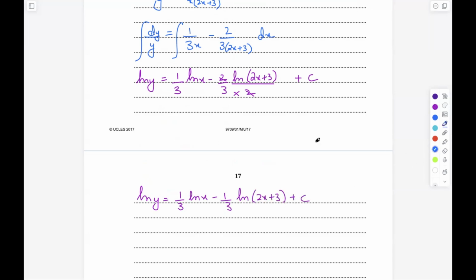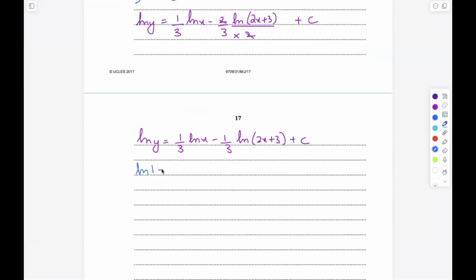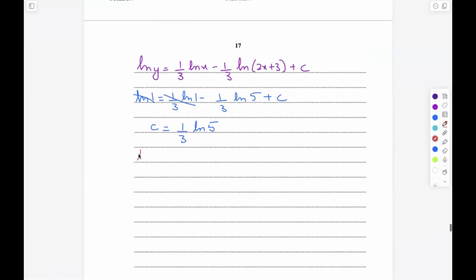Now, to find the value of c, it's given that when y is 1, x equals 1. So this will become ln of 1 is equal to 1 upon 3 ln of 1 minus 1 upon 3 ln of 2 plus 3, that will become 5, plus c. ln 1 is 0. So both of these terms will cancel out, and minus 1 upon 3 ln 5 will go on the left hand side. So the value of c will become 1 upon 3 ln of 5. Now we have the value of c. So ln of y equals 1 upon 3 ln of x minus 1 upon 3 ln of 2x plus 3 plus 1 upon 3 ln of 5.